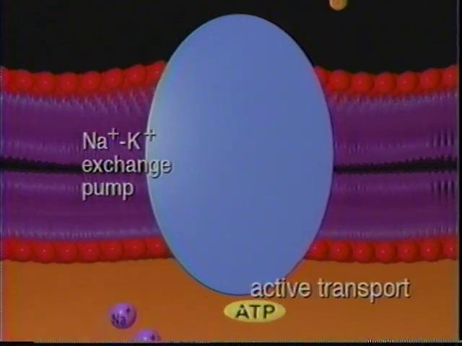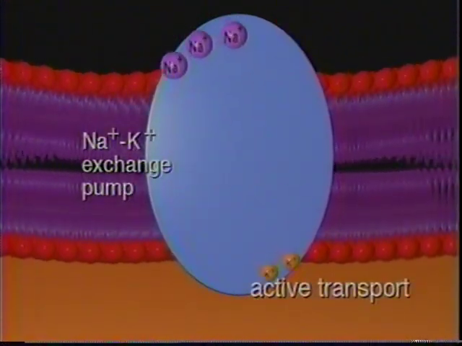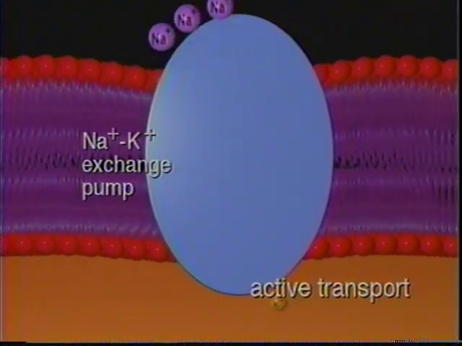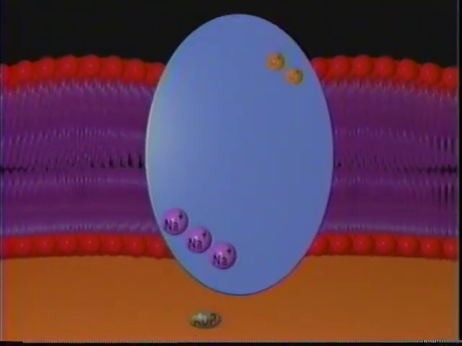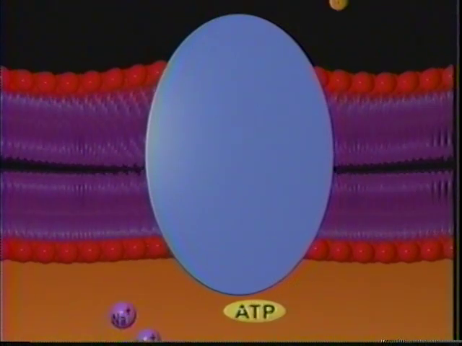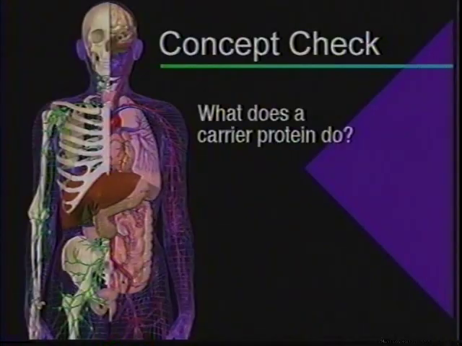A carrier protein, such as the sodium-potassium exchange pump, uses energy to move ions across the cell membrane against their concentration gradient. In this example, ATP's energy is harnessed to move sodium ions out of the cell and potassium ions into the cytoplasm. This is the pump that maintains the differences in sodium and potassium ion concentrations between intra- and extracellular fluid. What does a carrier protein do?